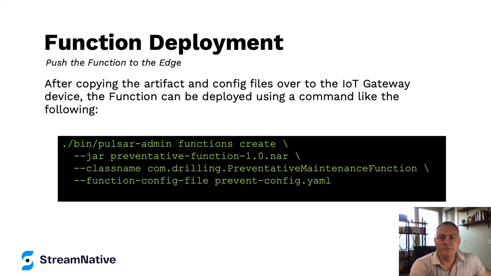Now, once the NAR artifact has been produced, we can simply copy it and the configuration file over to the IoT gateway using its TCP/IP connection as a means of getting that information there. This slide shows the command that you can execute to create the Pulsar function by specifying the full path to the NAR file and the configuration file. As you can see here, we give it the most recent NAR file, specify the class name of the actual Pulsar function itself, which is the full class name, and also a configuration file which contains several values which we'll look at next.